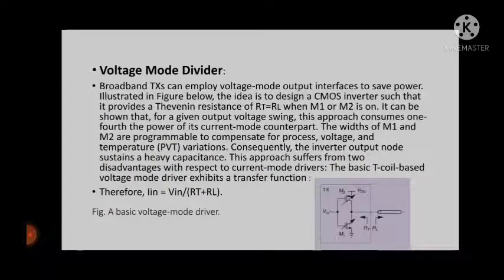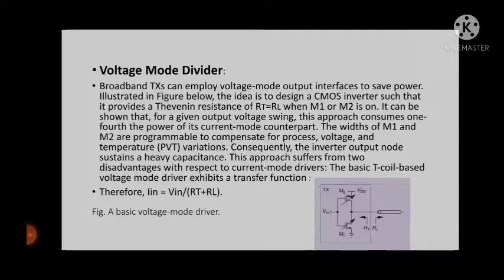So, the voltage mode divider. Broadband transmitters can employ voltage mode output interfaces to save power. Illustrated in the figure below, the idea is to design a CMOS inverter such that it provides a Thevenin resistance RT equal to RL. So we have to design a CMOS inverter which provides a Thevenin resistance RT equal to RL.